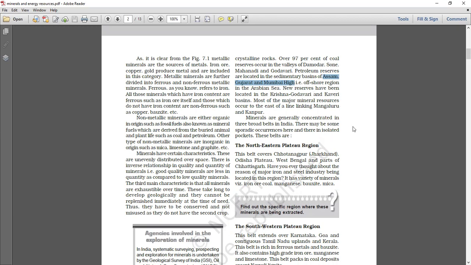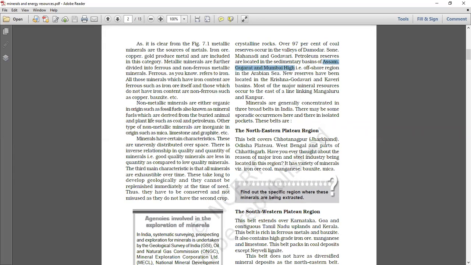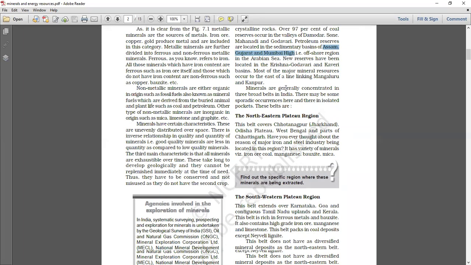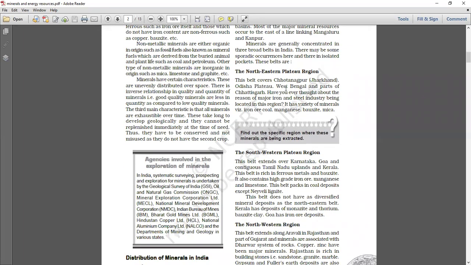The next thing which we are going to discuss is that new reserves of petroleum are found. Sometimes they ask where the new reserves of petroleum are found in India. So new reserves of petroleum are found in Krishna, Godavari and Kaveri basins. So this is all about some of the uneven distribution of minerals.